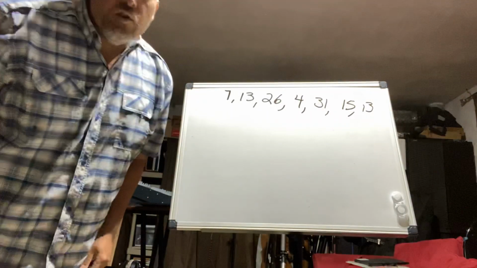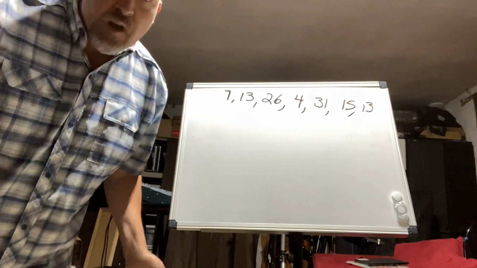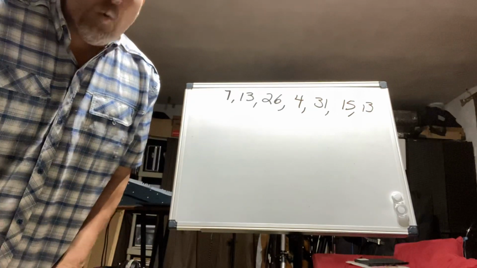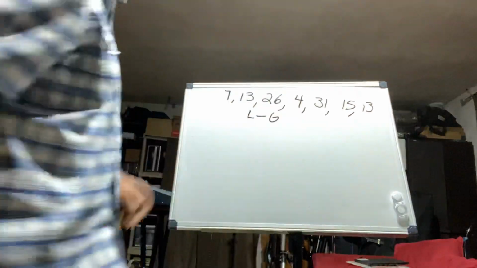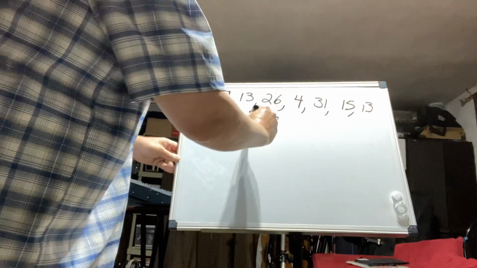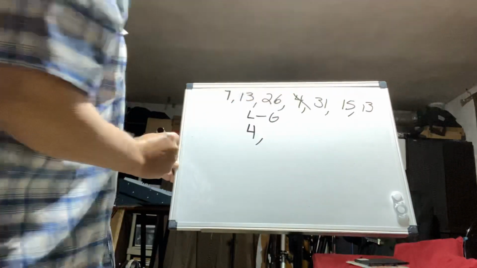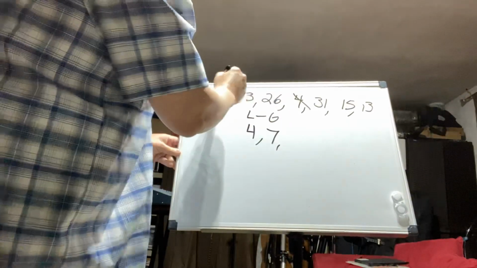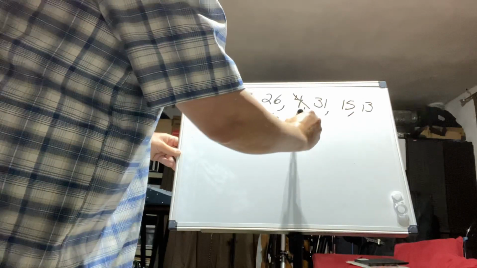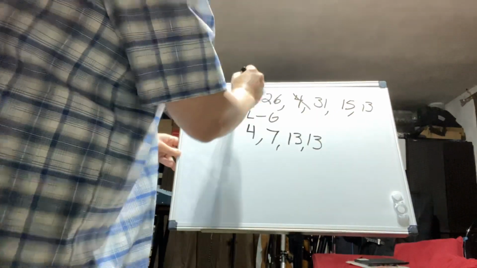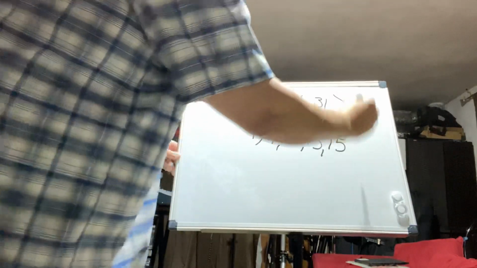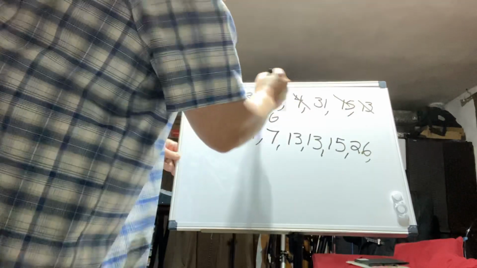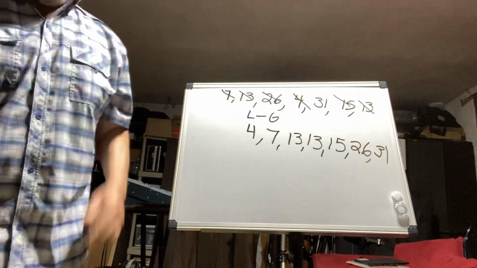Now the first thing I'd want to do with those numbers, just like you've done before with your numbers, is we want to put them in order from least to greatest. So our smallest number would be 4. I'm going to cross it out, make sure I have it. Then I have the number 7. Then I've got the number 13, and make sure you have it twice. And then I'm going to have the number 15, the number 26, and the number 31. So I've put them in order from least to greatest.